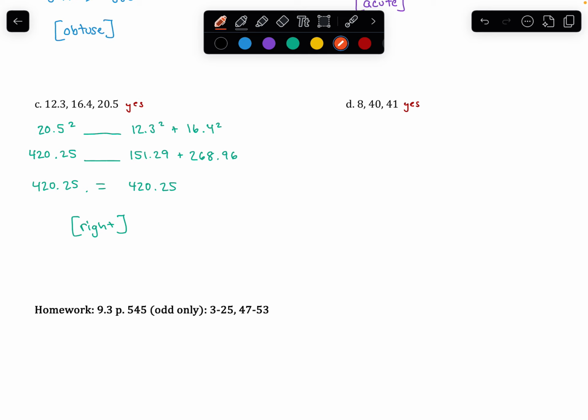Now my last problem, I'm going to take 41 squared, so that's the biggest side, and 8 squared plus 40 squared. 41 squared is going to be 1681. 8 squared is going to be 64. 40 squared is going to be 1600. So I have 1681 and 1664. 1681 is bigger, which is the c, so this is obtuse.